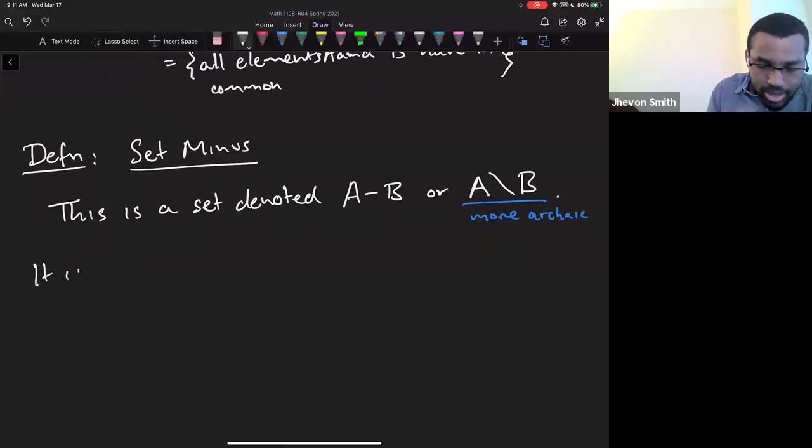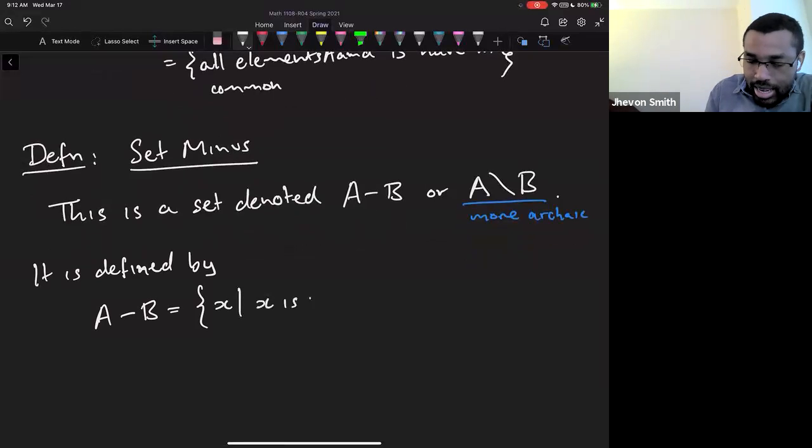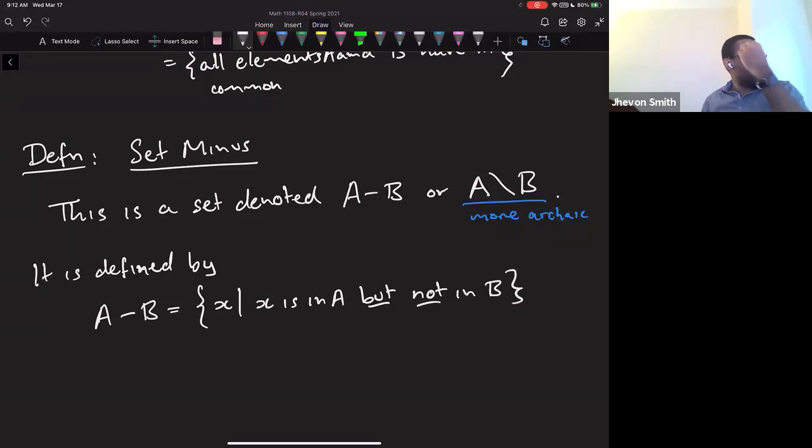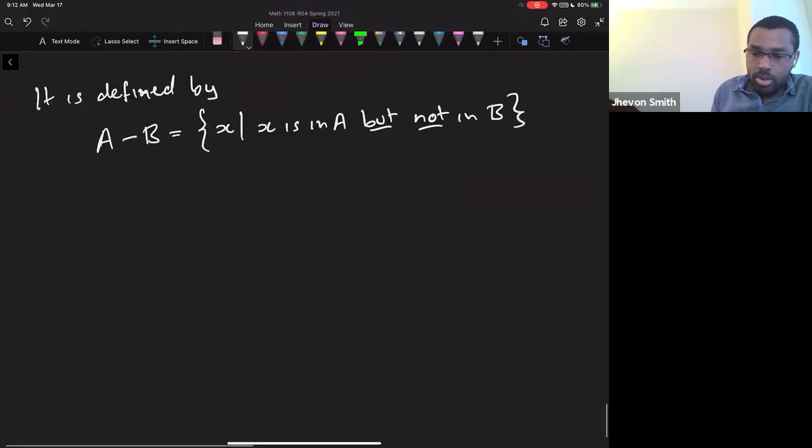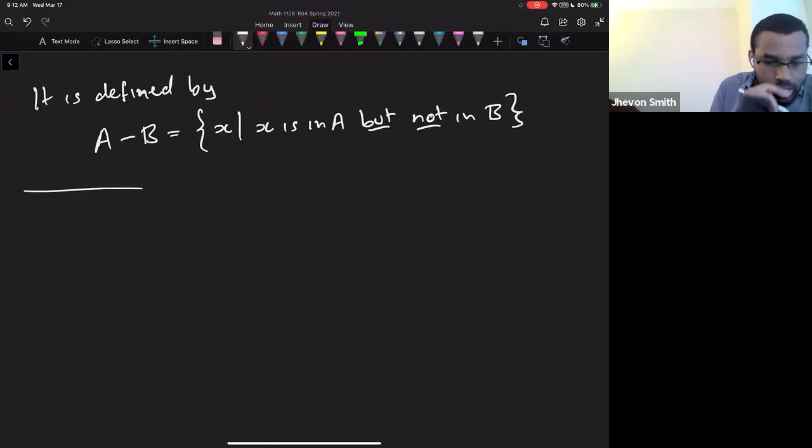It is defined by, all the young kids now going around doing this, the set of all X such that X is in A, but not in B at the same time. So that's set minus. At the moment, that's all I want to tell you about in terms of operations. But of course, I will give you some examples later.